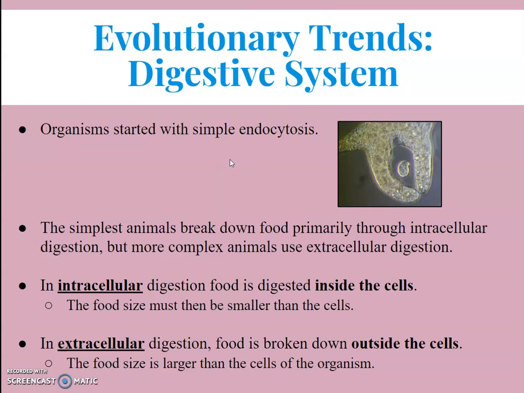There's two different types of digestion: intracellular digestion and extracellular digestion. Intracellular digestion is where food is being digested inside the individual cells, which means the food has to be smaller than the cells because it has to be able to fit in to be digested and then released. Then in extracellular digestion, the food is going to be broken down outside the cells. So they're much larger than the cells of the organism, and it needs to be broken down before the cells can absorb the nutrients from it.